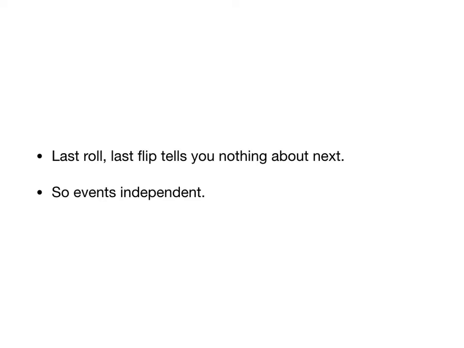This is what it means for events to be independent. The last roll, the last flip, tells you absolutely nothing about the probability of the next. That is all independence is. One way people put this, it's kind of metaphorical, people will say, well, these things don't have a memory. The coin doesn't remember how it was flipped, so it's not going to land a different way because it's landed one way in the past, right? The same with the dice.